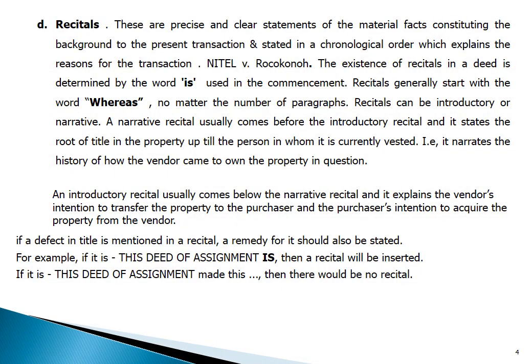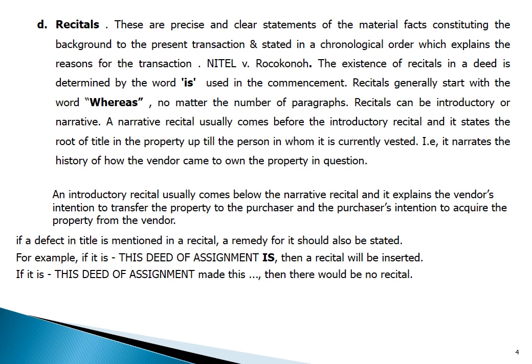D. Recitals. These are precise and clear statements of the material facts constituting the background to the present transaction and stated in a chronological order which explains the reasons for the transaction. The existence of recitals in a deed is determined by the words used in the commencement. Recitals generally start with the word whereas, no matter the number of paragraphs. Recitals can be introductory or narrative.